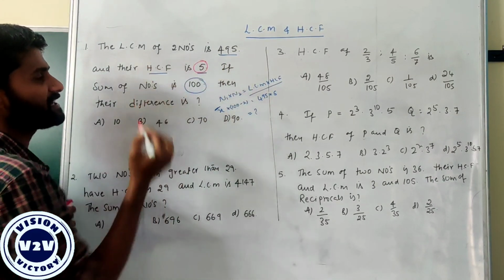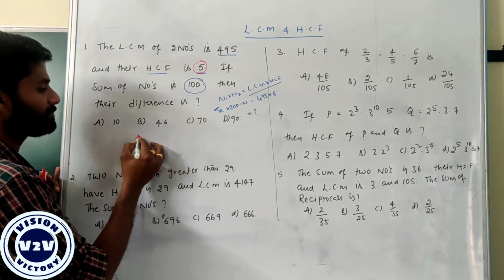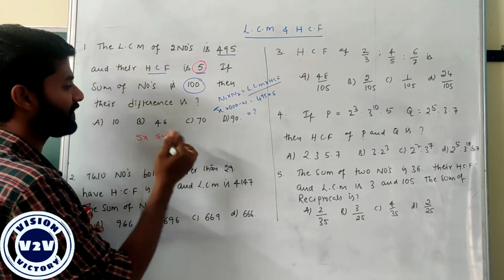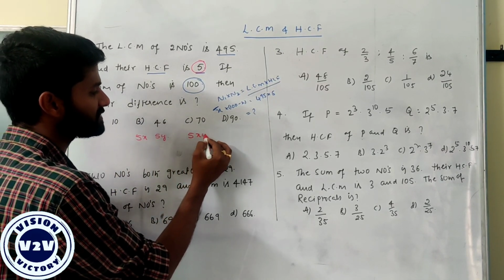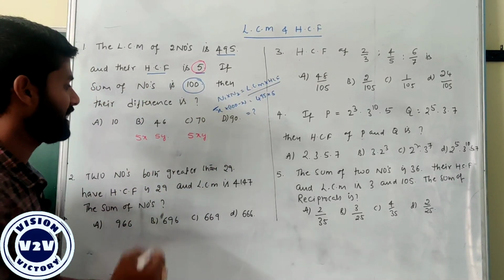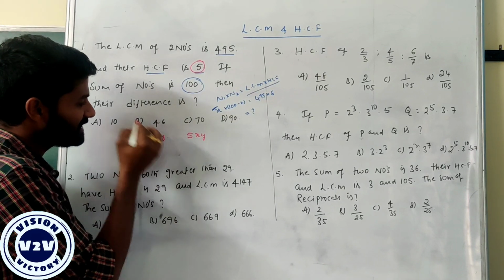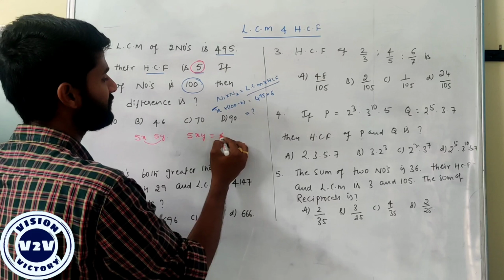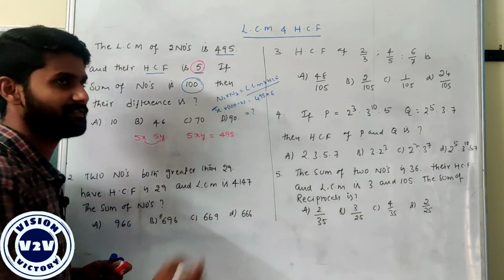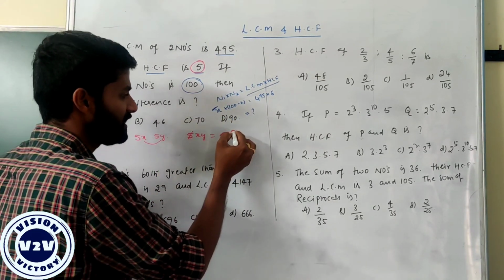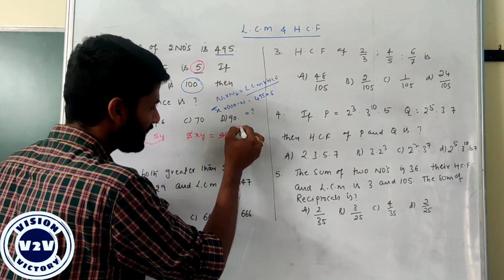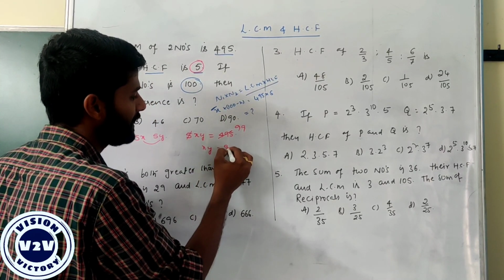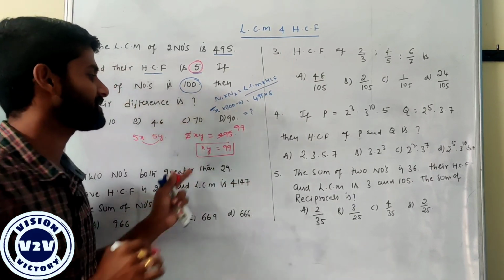See, if the HCF is given as 5, the numbers are 5x and 5y. So out of 5x and 5y, the LCM of the two numbers is equal to 5xy. And we clearly mentioned that x and y are co-prime numbers. Then 5xy is given as 495. So you can go with the cancellation: 5 nines are 45, and 5 nines are 45. Then xy becomes 99.